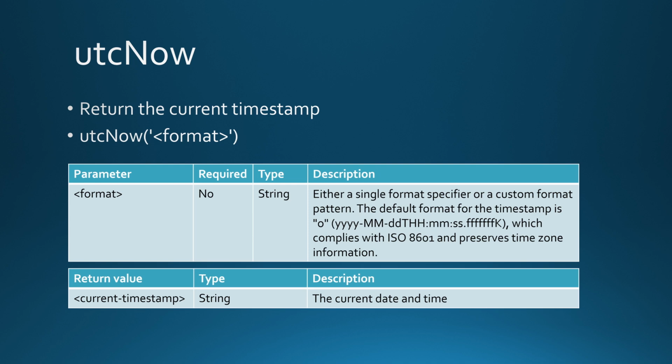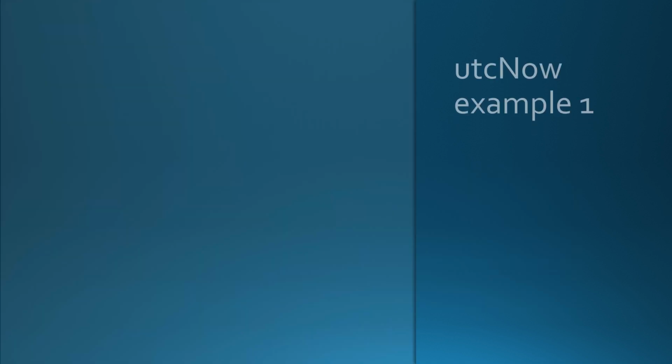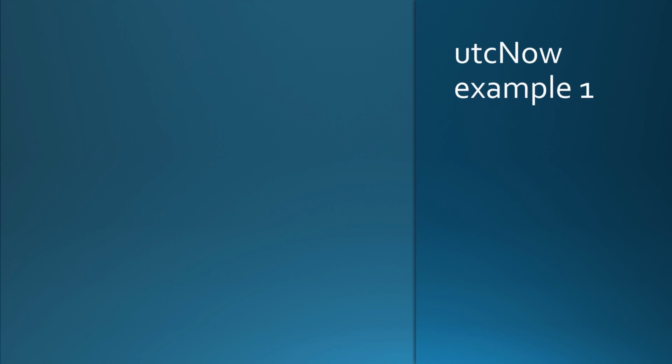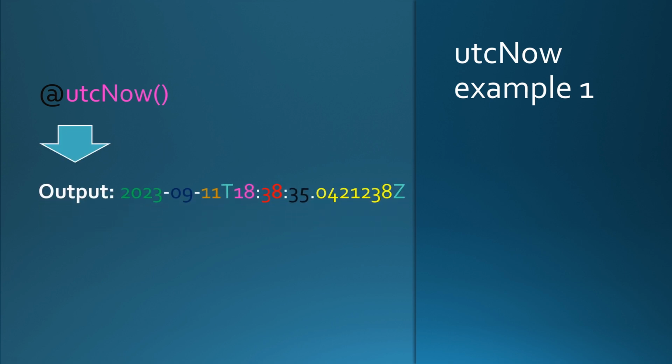Now let's have our first UTC now example. In this example, we are not going to pass any formats for our UTC now. So let's start our expression with the @ sign, like we have to do in the Data Factory, and then just add UTC now without any formats. Then the output of this function will be a string value that will be our timestamp. And here we can see that we get this timestamp in this format that we have the year first in the green, then we have a dash, then we have 09, then another dash, and then 11. This is the current date when I'm recording this video.